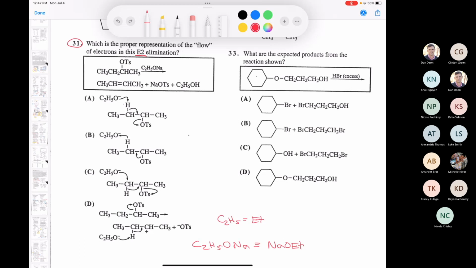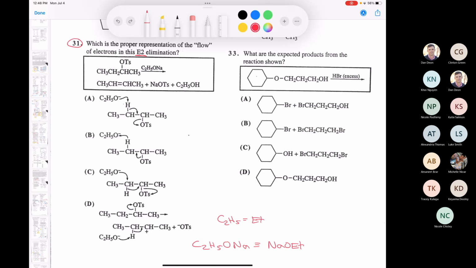Is there any of these? I mean, number one, could anybody answer this? Hopefully you can, because we did many E2 eliminations. But skimming these while I'm talking, there's a couple of mechanisms that are totally way out in left field. I mean, just completely wrong.